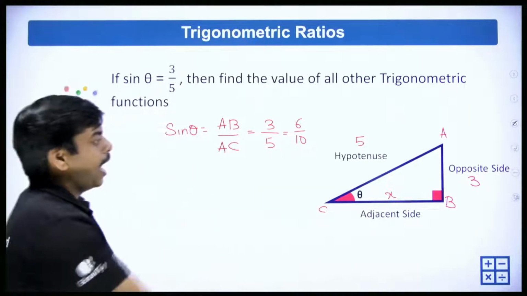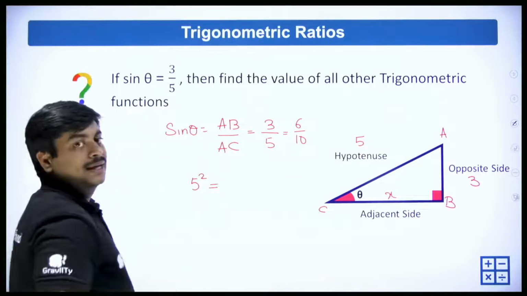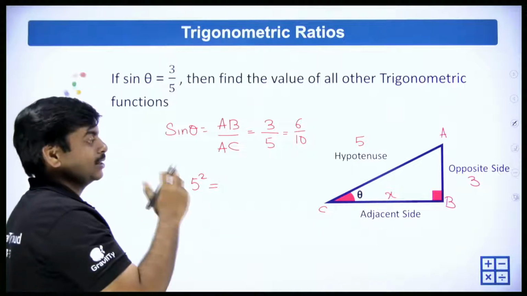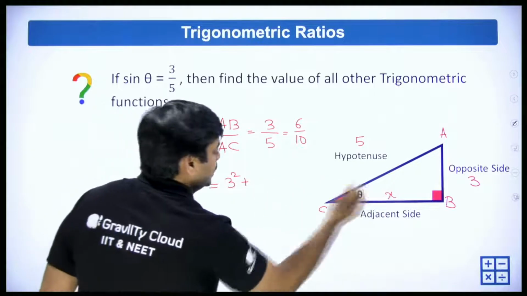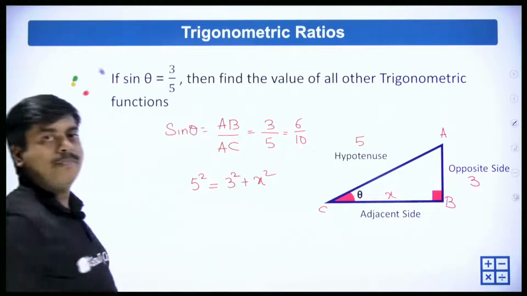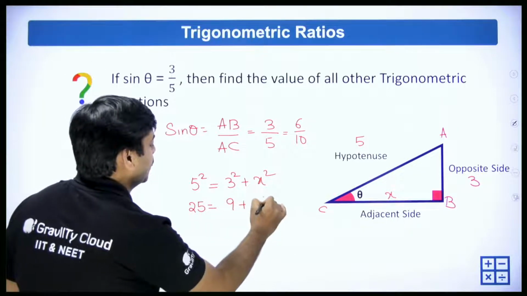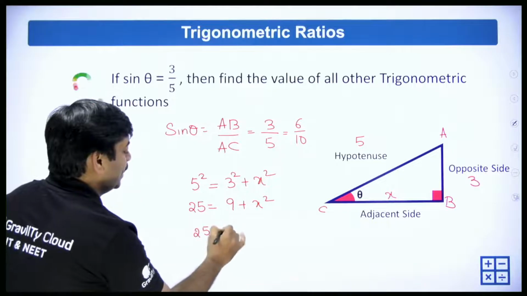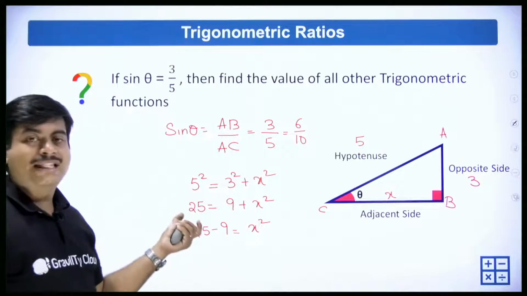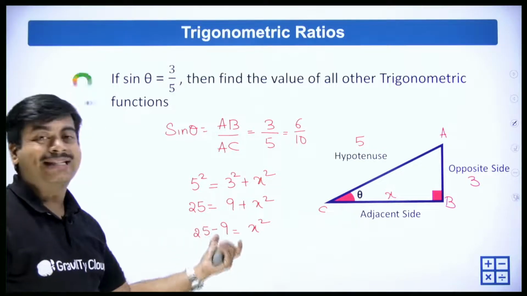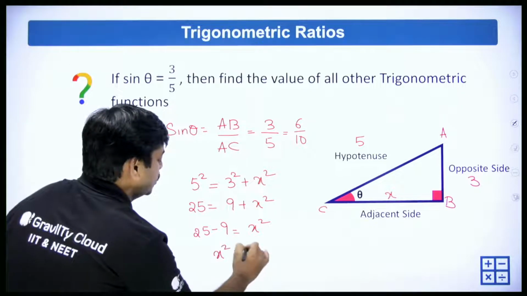What is Pythagoras theorem? Hypotenuse square, that is 5 square, is equal to the sum of the other two side squares. So 3 square plus x square. So 5 square is 25, is equal to 3 square, which is 9, plus x square. So 25 minus 9 is equal to x square. The 9 is transferred to the other side, becoming 25 minus 9. What is 25 minus 9? 16. So x square is equal to 16.